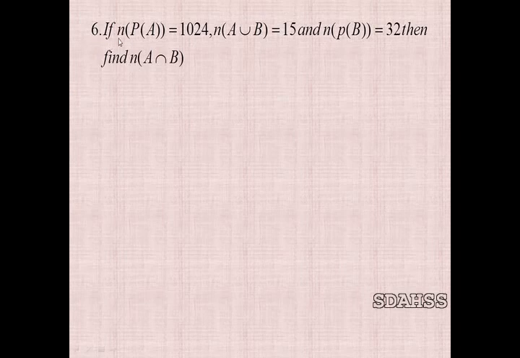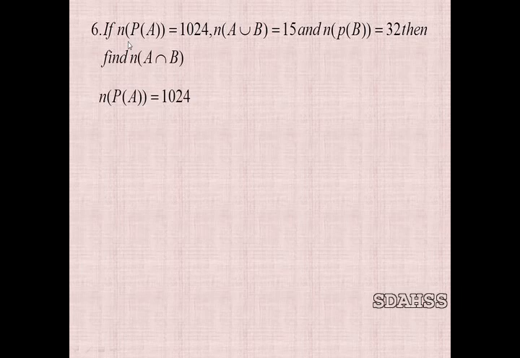Sixth sum. If n of P of A is equal to 1024, n of A union B is equal to 15, and n of P of B is equal to 32, then find n of A intersection B.